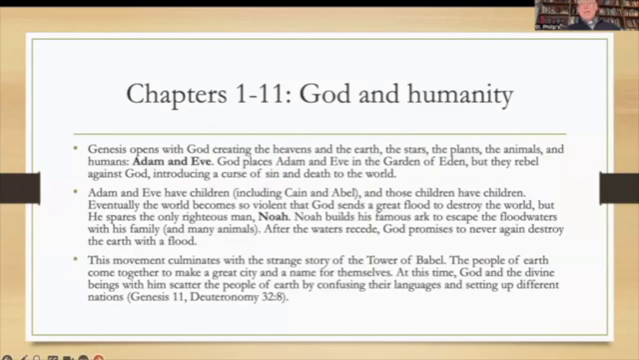In chapters 1 to 11 in Genesis, we get the story of Adam and Eve, the creating of the heavens and the earth. So as I talked about, there's the two versions of creation. In chapter 2, God places Adam and Eve in the Garden of Eden, but they rebel against God, introducing a curse of sin and death to the world. This is, again, answering the question, hey, why do we have to work so hard to feed ourselves? And why is everything so difficult?